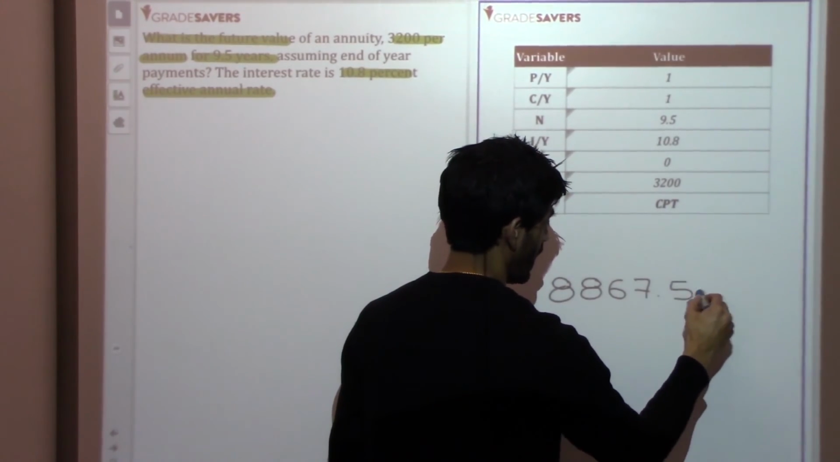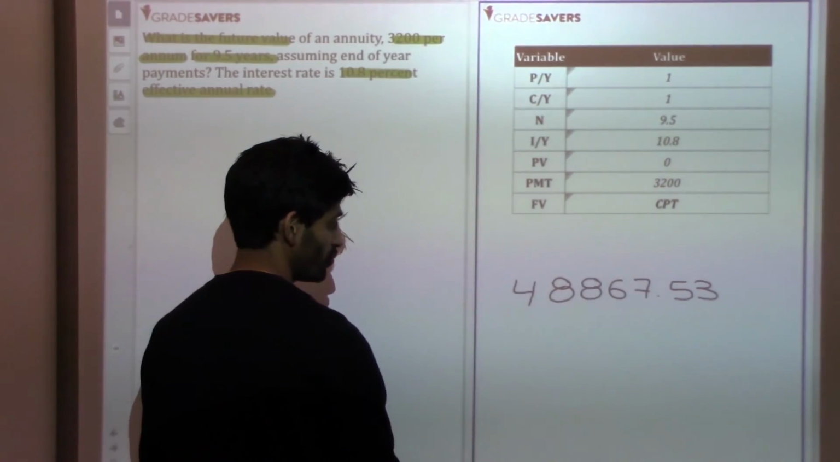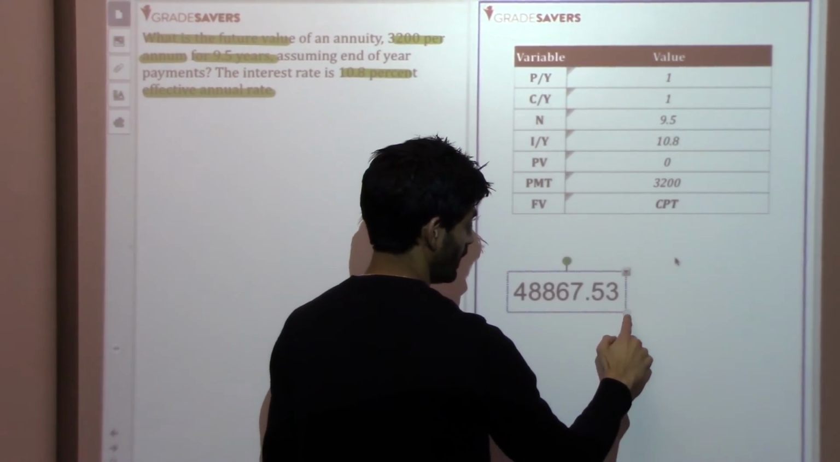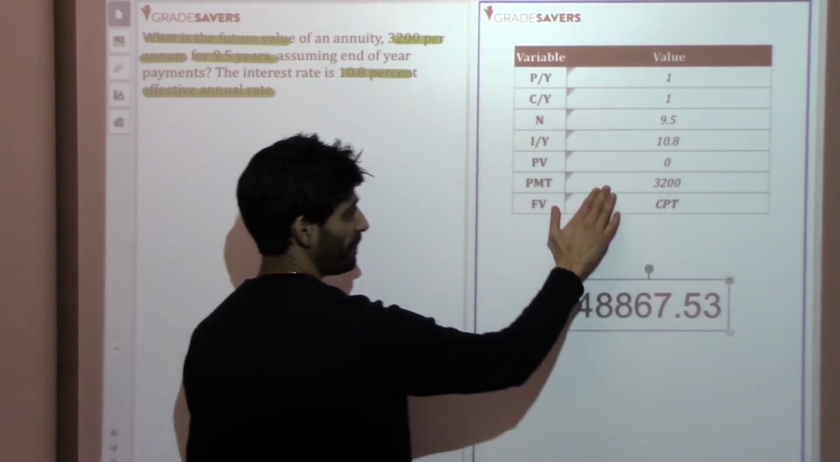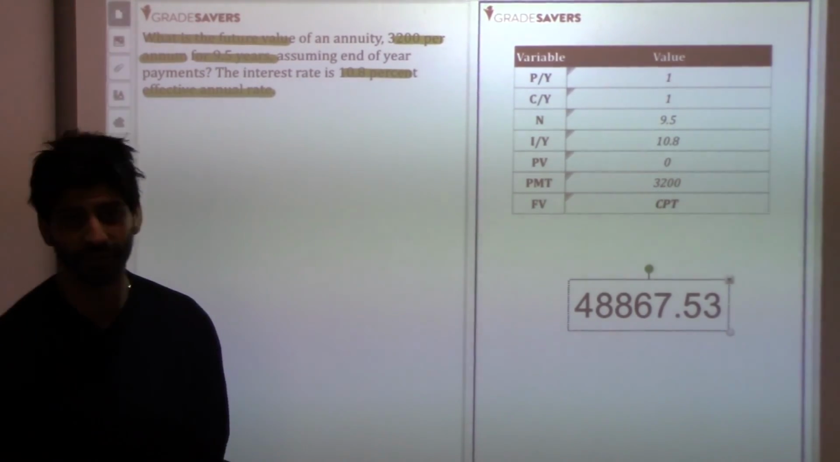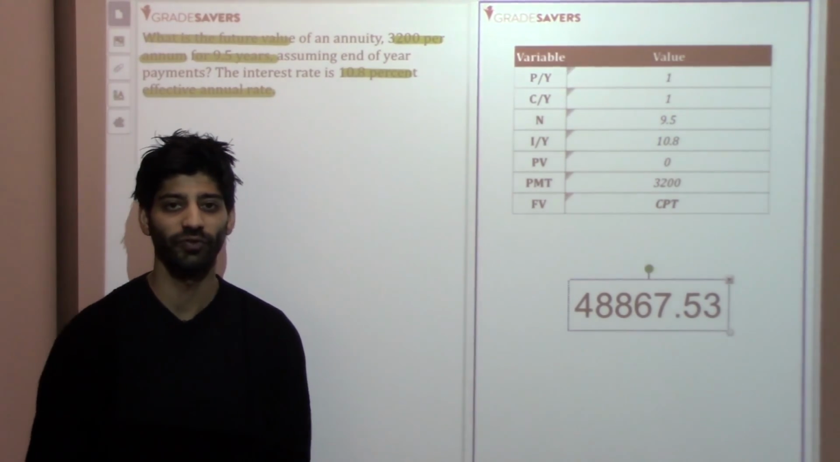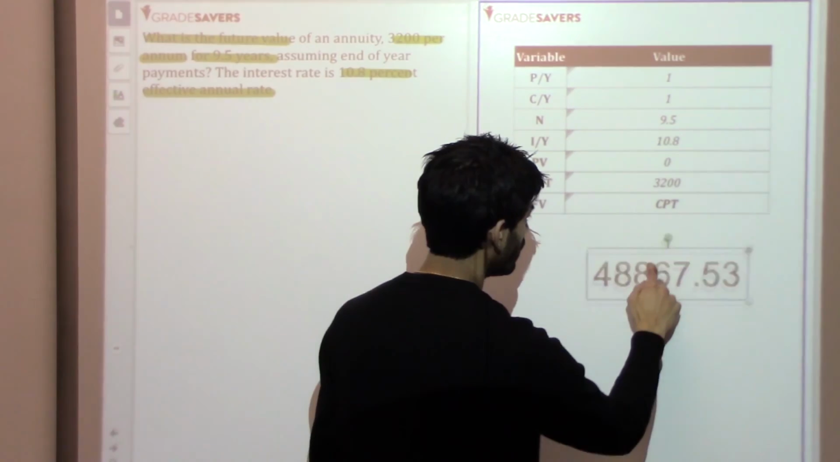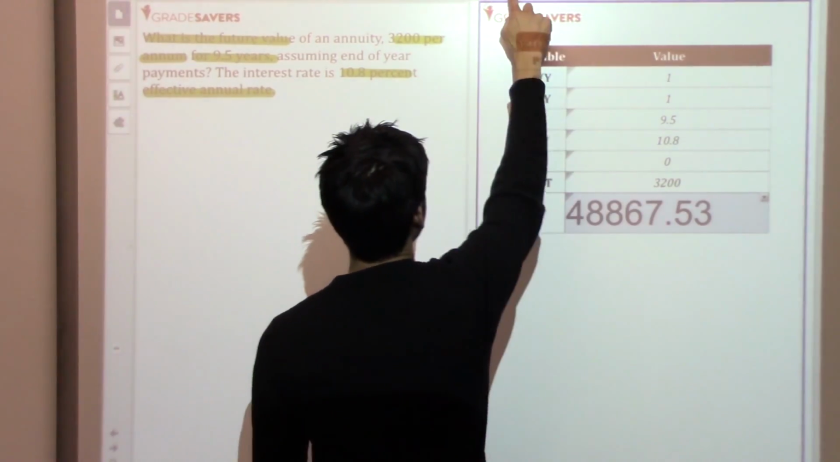4,867.53. And notice how the finance calculator switches the sign from a negative to a positive. And that's simply because we put the payment as a positive, so the future value came out as a negative. But this is normal. As our final answer, we'll just keep the positive version. So there we have it.